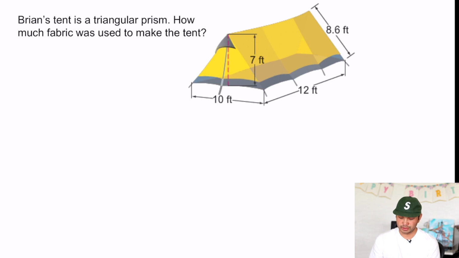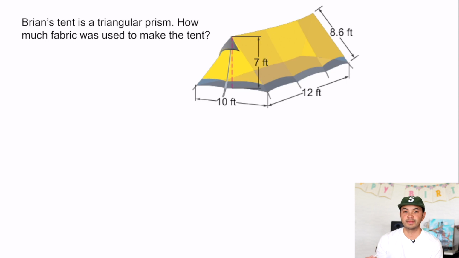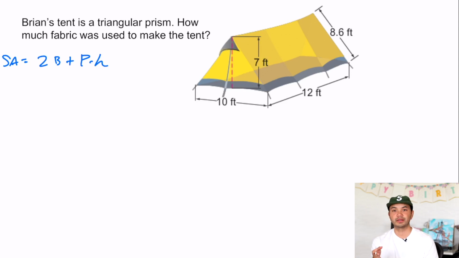Brian's tent is a triangular prism. How much fabric was used to make the tent? Again, I'm going to use the faster way of using nets. So surface area equals 2 times the base area plus the perimeter of the base times the height or the altitude. So here, don't be fooled about what the base is. Remember when we did volume and 3-dimensional figures, a prism is named by its bases. The bases here are the triangles. This is a triangular prism. Okay, so the base is a triangle.